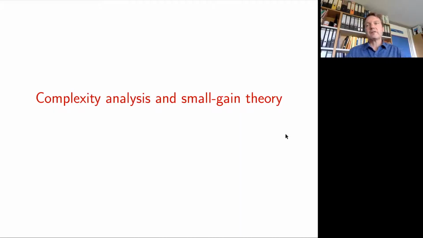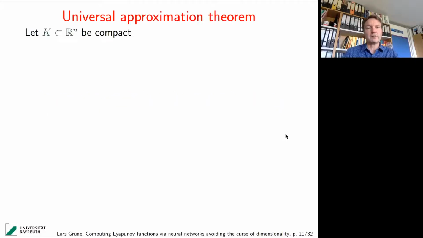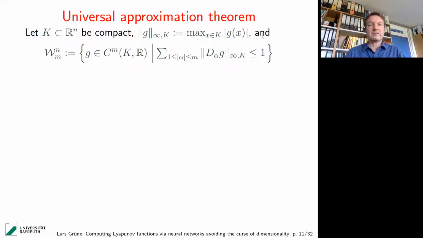Okay, now when can this work efficiently and how exactly should the network structure or substructure of the structure that we have here look like? Well, there is this famous universal approximation theorem. It says the following: if K is compact, then we can look at the maximum or the infinity norm on the set K, so the maximum of a function G on the set K. Of course, we assume continuity here so that the maximum exists.